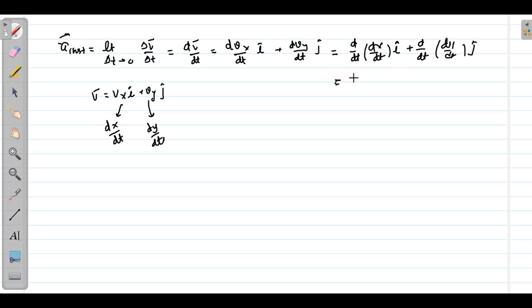And in combined form we can write it as d2x by dt2, a double differential of x along the x-axis, plus d2y by dt2 j. And hence we can write it as ax i plus ay j. With this, we start our projectile motion.